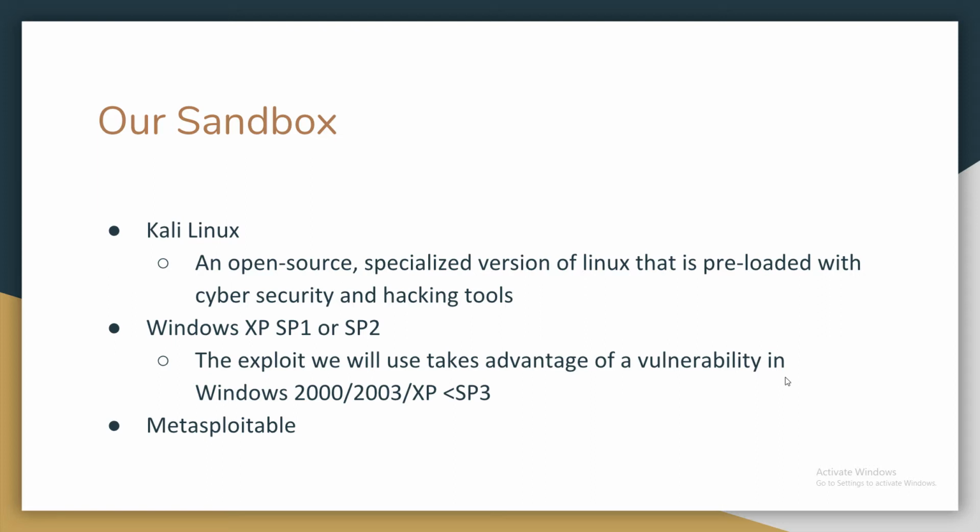The victim system we're going to use is Windows XP, and it's going to be either Service Pack 1 or 2, whichever one is easier to find, really. That's because the exploit that we have chosen to take advantage of was patched in later editions of Windows. So it's easier if we just use the XP, plus it's a little bit smaller. It takes less to run it too, so that'll help out.